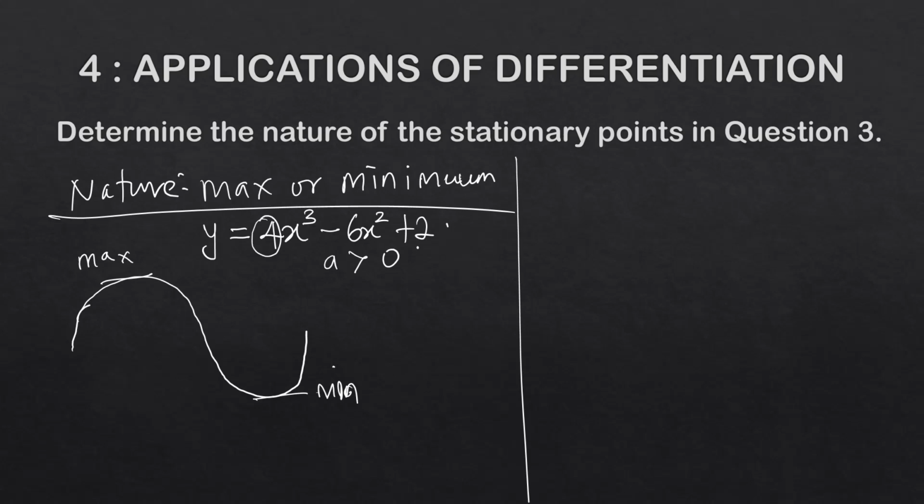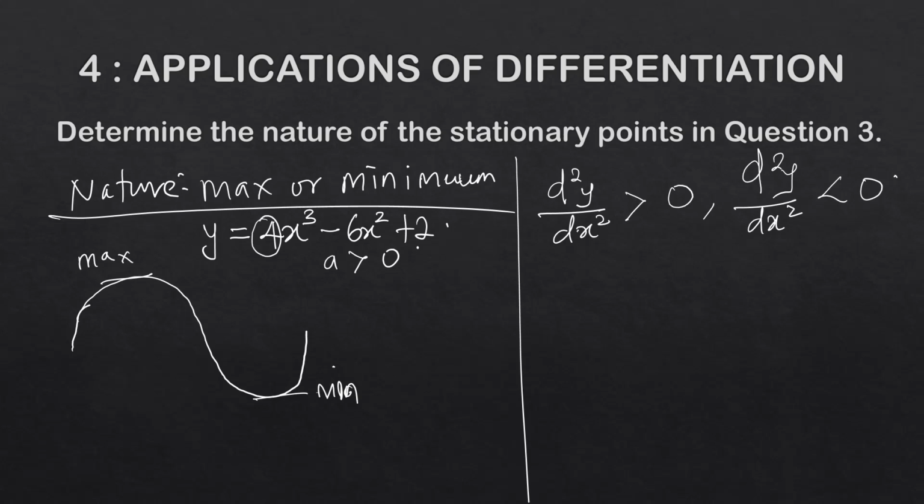I'm not going to sketch this, but I will just find the nature. So how do I do that? All I'm going to do is to do the second derivative. So I'm going to find d squared y over dx squared. If this value is greater than 0, I will determine what I will call it, which I will tell you later. Then if my second derivative is less than 0, then I will know what it is.